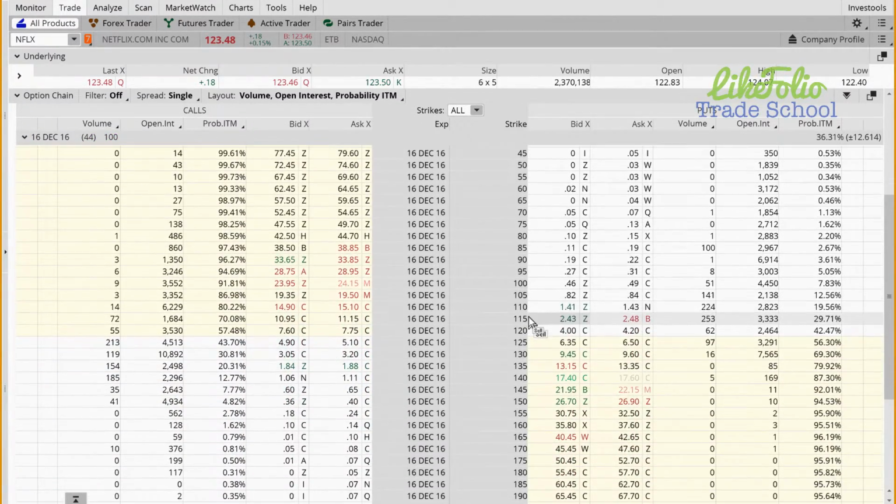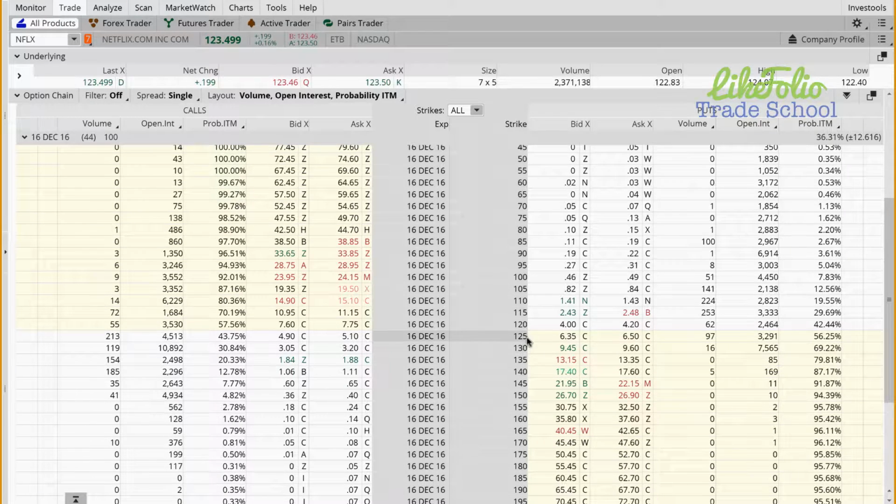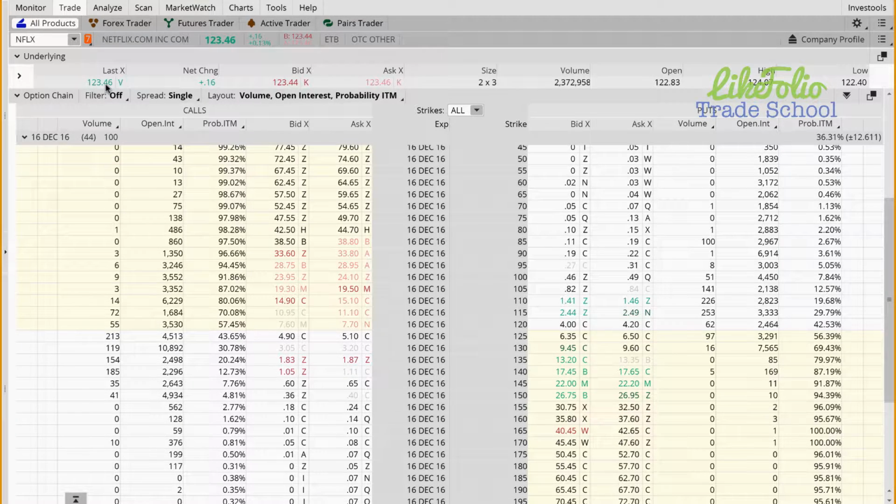Now we need to choose the strikes. I like to wrap around the money. So what that means is the current price is 123.45 in Netflix. The strikes that are around that are 125 and 120. So 123 sits right in between that.